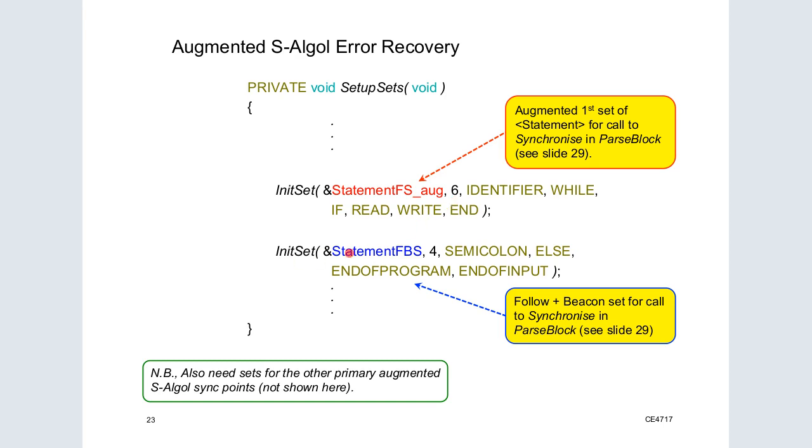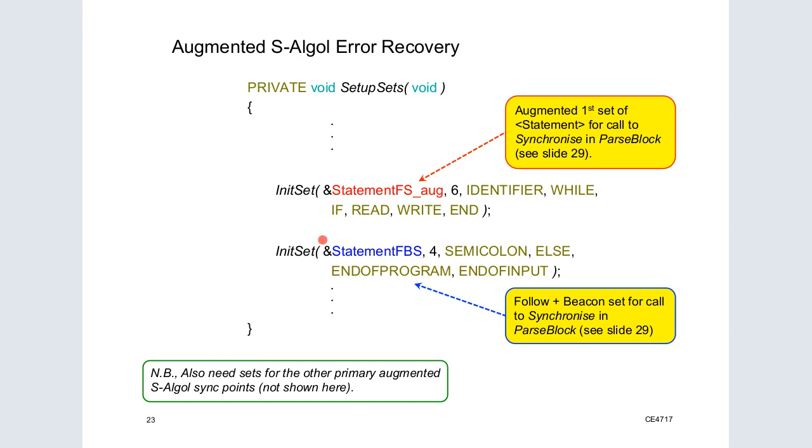And what do we want for the follower and beacon symbols at this point? Well, this is a sensible set of them: semicolon, else, end of program, and end of input. It's very important to include end of input in all of these follower and beacon symbol sets, just to make sure that if you have run out of input, then the thing stops. It doesn't just loop forever, reading in end of input tokens and saying, that's not something I want to synchronize on. Okay, so if you find that your parser is hanging, you may have left out an end of input in one of your follow beacon sets.